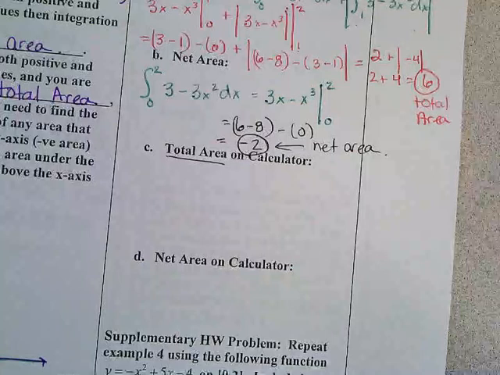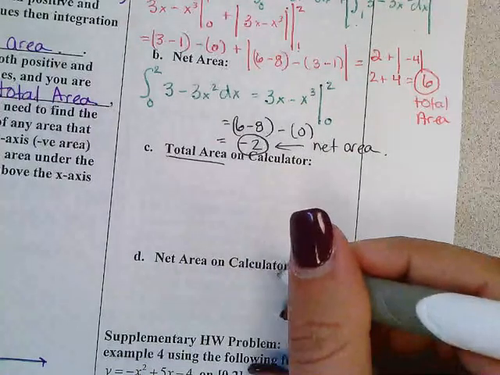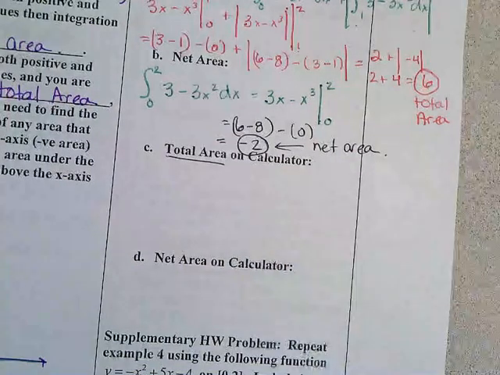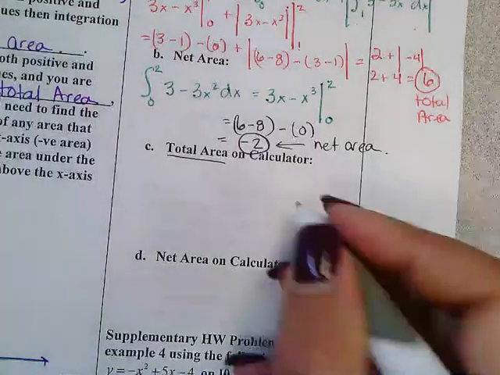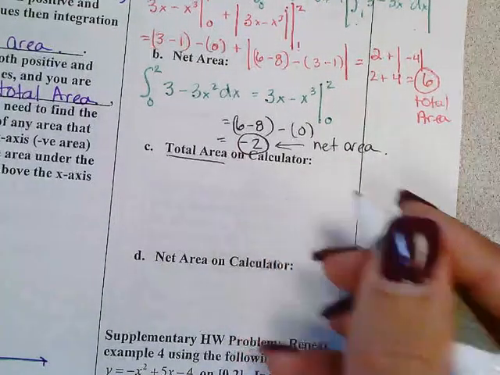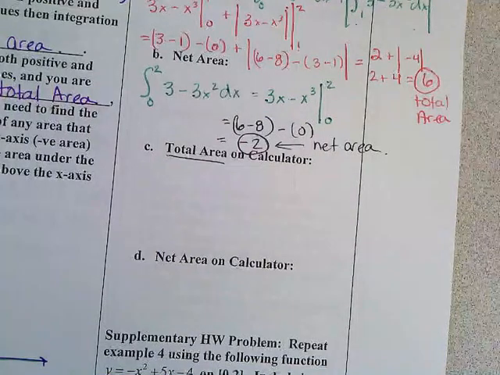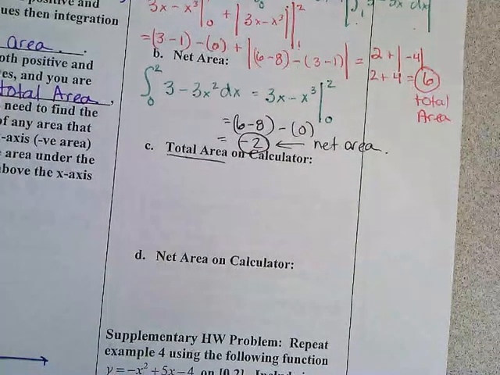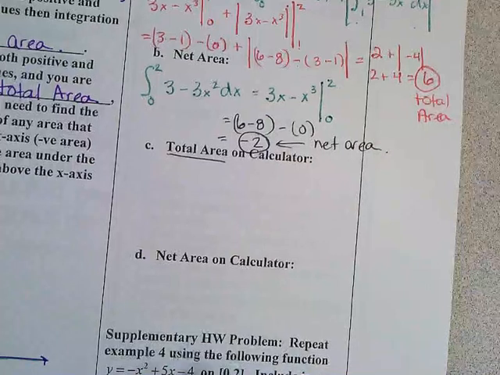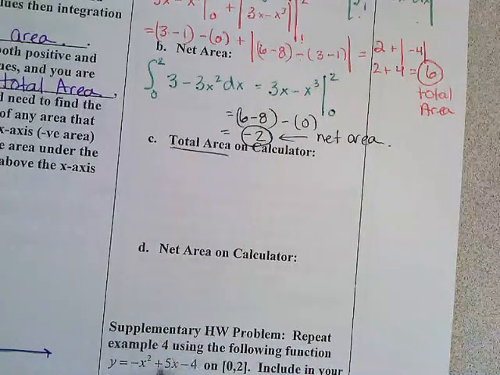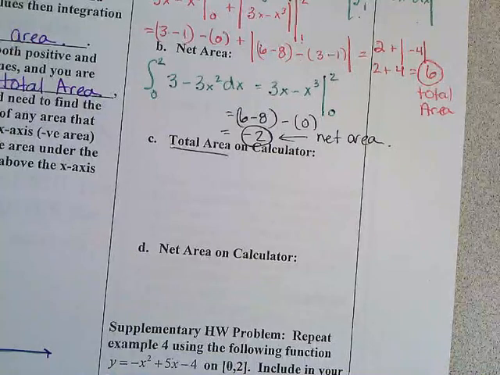So total area on the calculator and net area on the calculator, we'll look at these tomorrow in class together. Try to do them on your own, and there should be a key for it. I don't remember how to get to it exactly. Now, supplementary homework problem: repeat example 4 using the following function on 0 to 2. Include this in your homework.